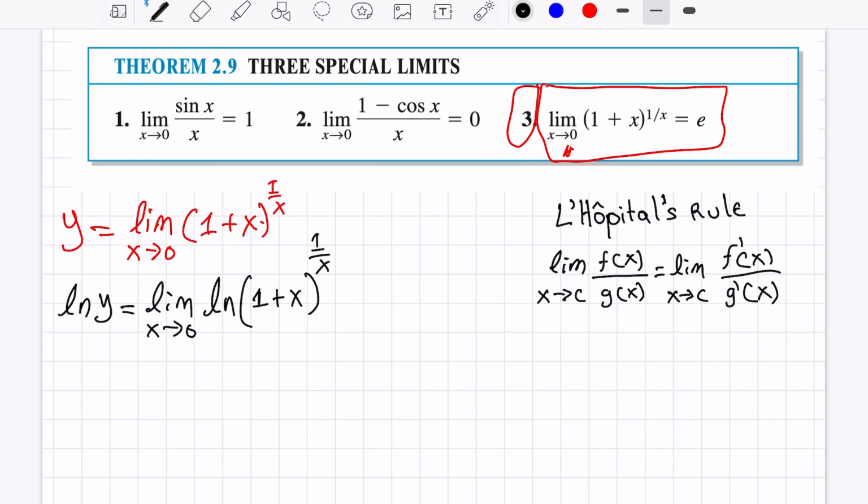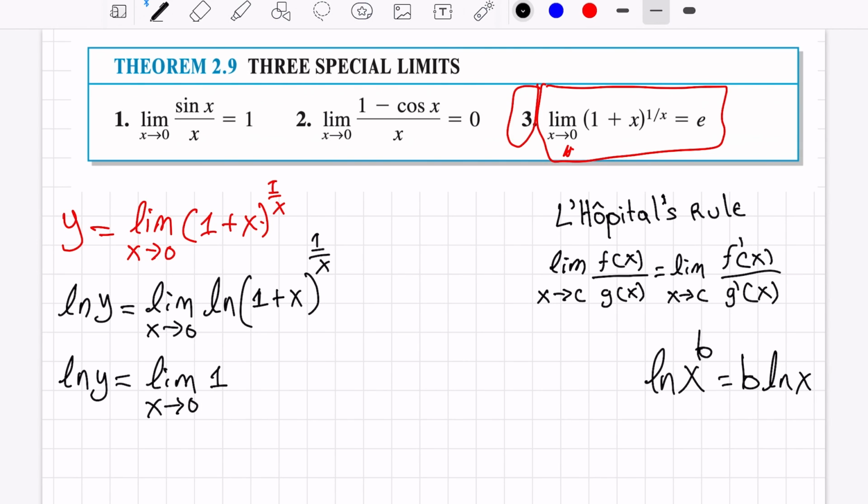And every time we take a natural log of a number or a base that has a power, that can also be interpreted as b ln of x. So therefore, we have ln y equals the limit as x approaches 0 of 1 over x times ln of (1 + x), all over 1.